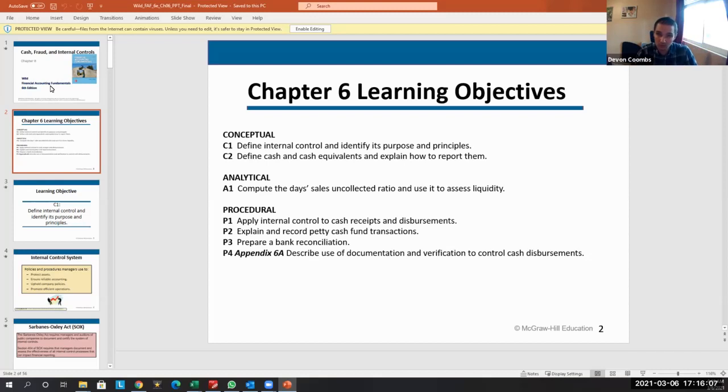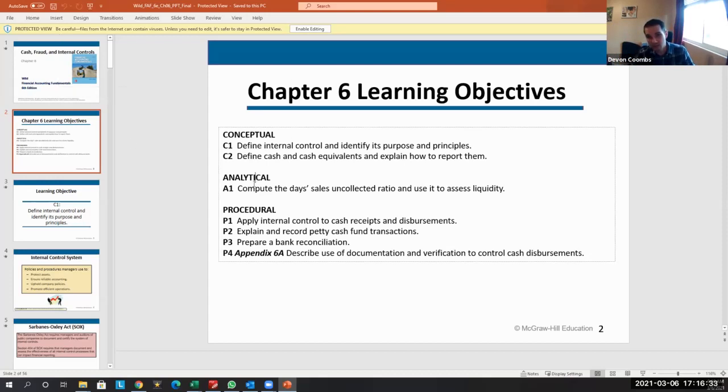So when we talk about internal controls, there's a lot of detail around them, and one day, if you stay in accounting, you're going to take a class on auditing and internal controls. But we're going to go over the concept at a high level, and how we protect cash and build systems to protect assets. Then we're going to define cash and cash equivalents and explain how to record and reconcile them. We're also going to talk about ratios.